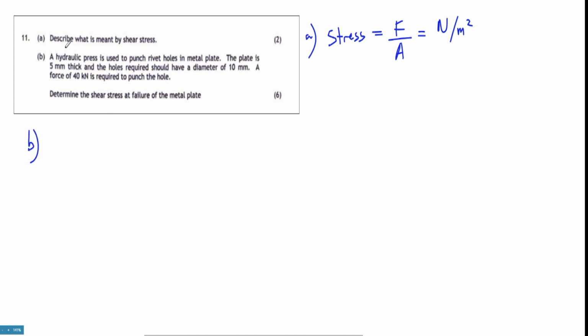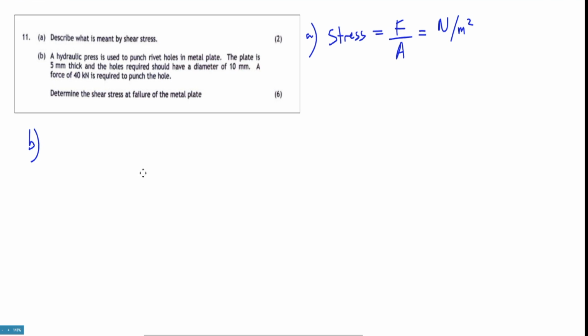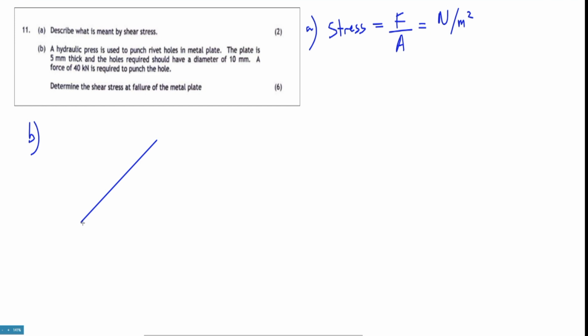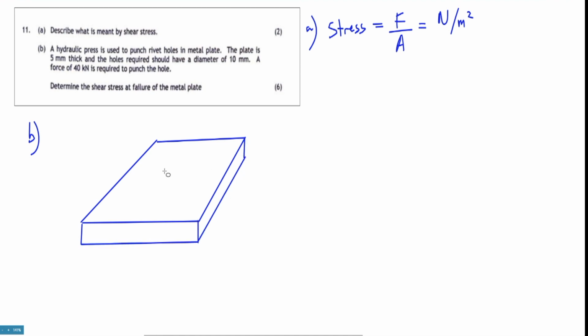Now we get to the actual work. A hydraulic press is used to punch rivet holes in a steel plate, in a metal plate. Okay, so we got a steel plate. We're going to be punching holes in it. So let's draw a quick diagram of it. Looks a bit like this. They're usually quite thick steel plates in these questions. And we're punching a hole in it.